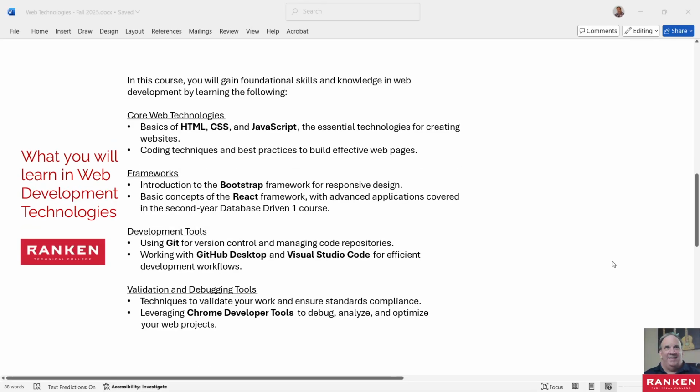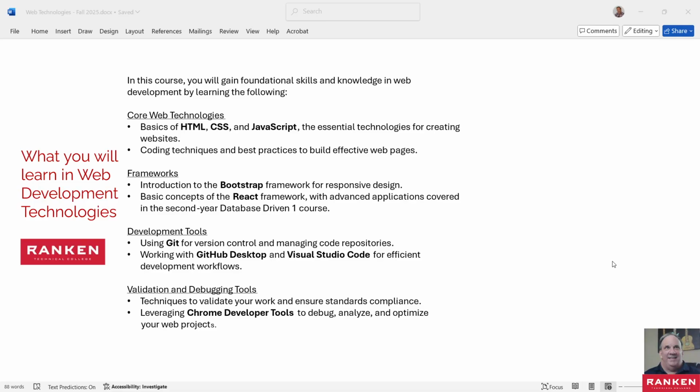Okay, so in this course, what we're going to learn is the basics of HTML, CSS, and JavaScript. These are essential technologies for creating websites. Then we'll use some coding techniques and best practices to build effective web pages. We'll use some different frameworks in this course, such as Bootstrap. And towards the end of this class, we will go through the React framework and show you how to do a little bit more advanced applications.